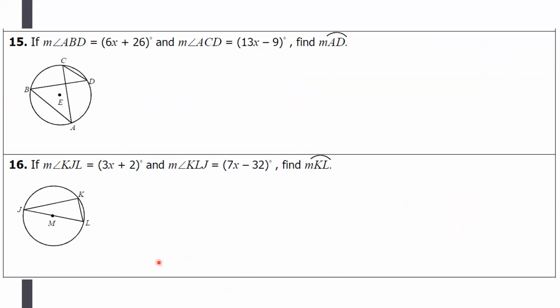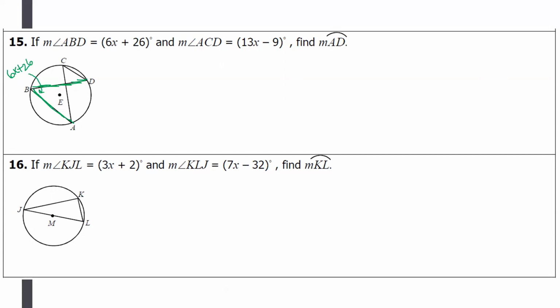Okay, and number 15, they tell us the measure of angle ABD. I'm going to go ahead and label that. Angle ABD is this angle here. There's really not a lot of space there, so I'm going to write that out here: 6x plus 26. We'll just put an arrow there.